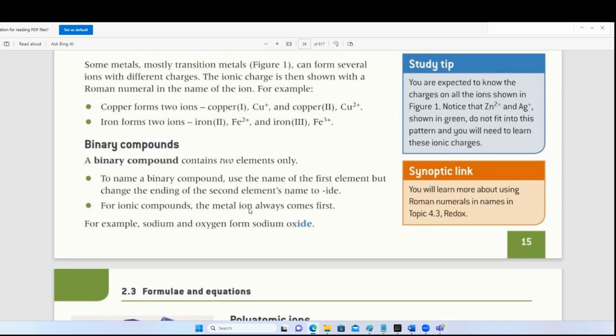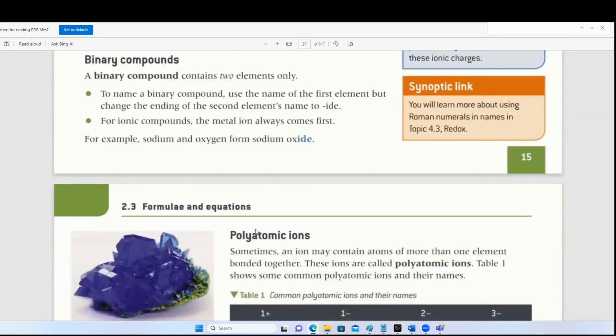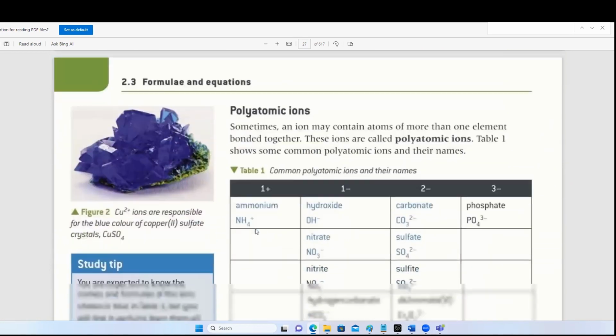For an ionic compound, the metal ion always comes first. So you say the metal first, then the other part, which is the non-metal. Sodium and oxygen form sodium oxide. You add -ide at the end of the second one, and you always write the metal at the start. I think that is fairly easy.